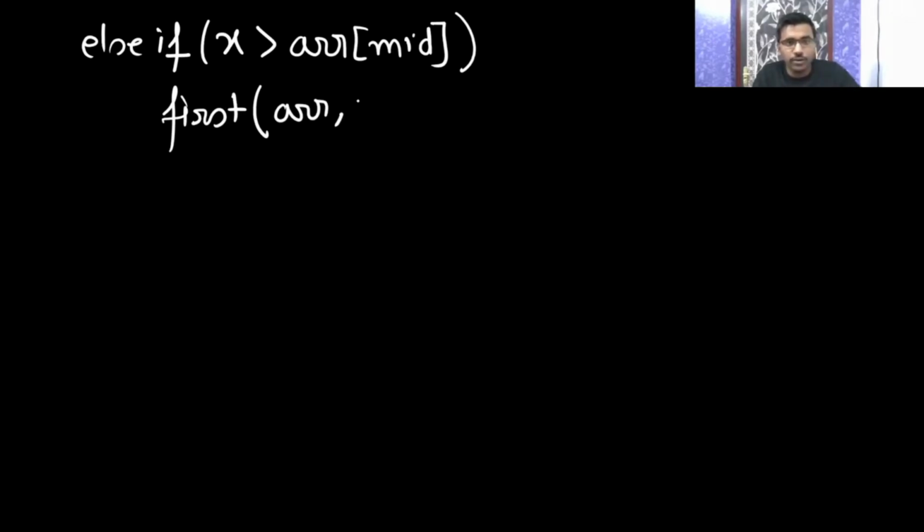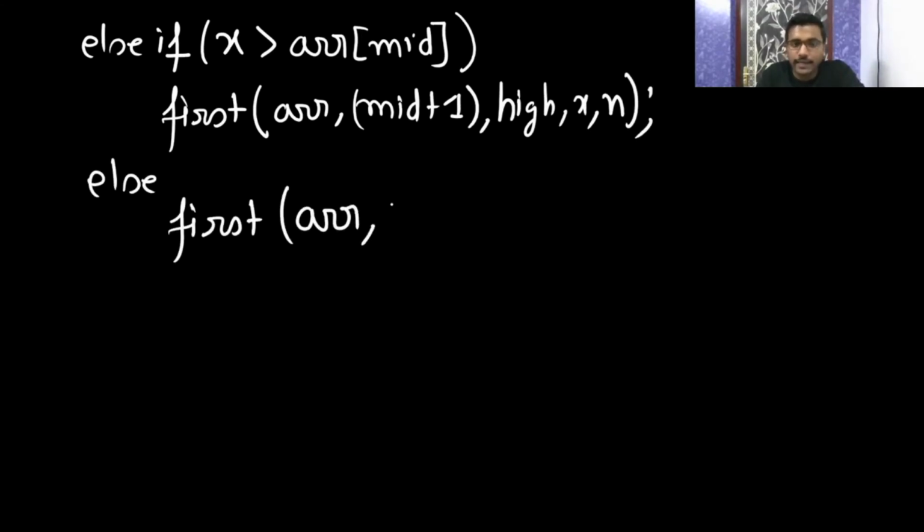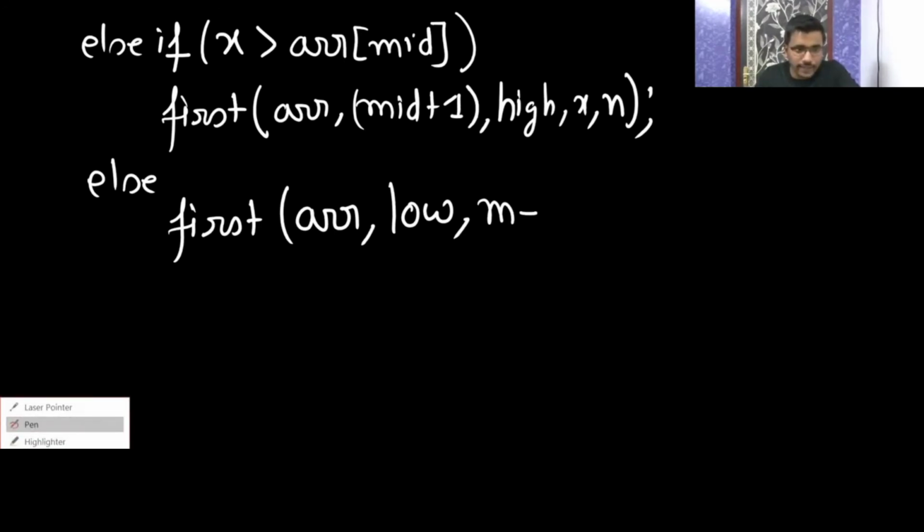Then you need to send the low. Low is going to be mid plus 1, because you need to start from the right half of the array. High is going to be the same, x is the same, and the size of the array remains the same. Else, low will remain the same. It means x is smaller, so you need to go to the left half and search in mid minus 1. Clear है ना सभी को? Is it clear to all of you?